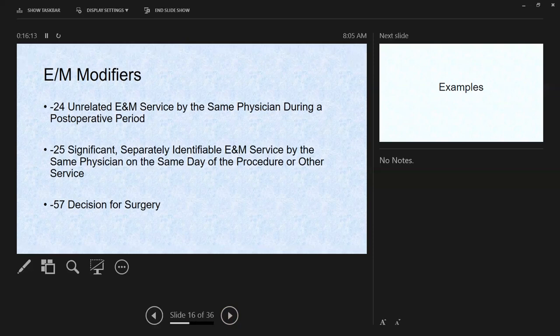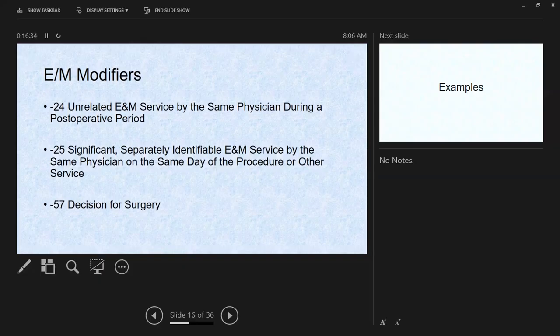So for example, we would add modifier 24 to our E&M service if we're seeing the patient for an unrelated evaluation management service during a postoperative period. The patient undergoes a radical prostatectomy, which is a 90-day global procedure, and they come back a month later with a kidney stone. Well, obviously the kidney stone is unrelated to the prostate cancer radical prostatectomy.